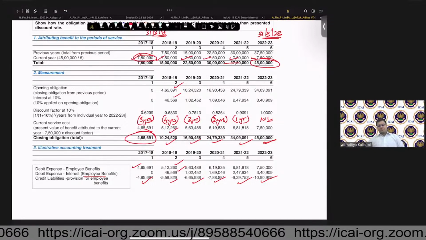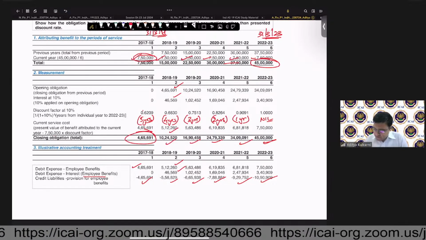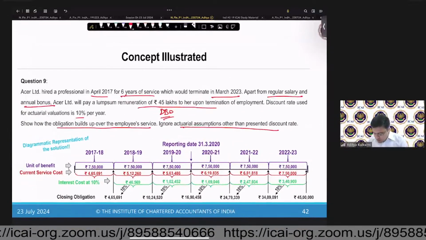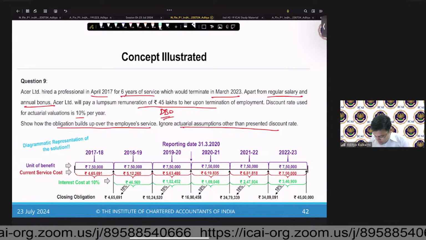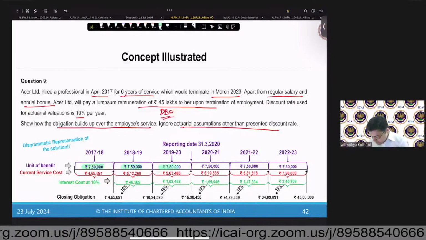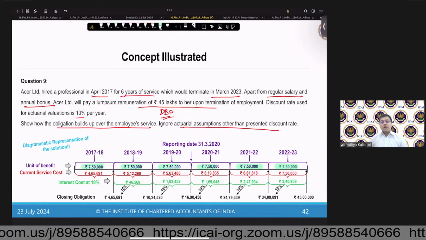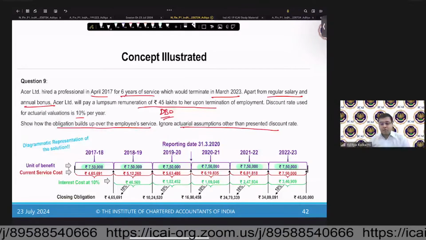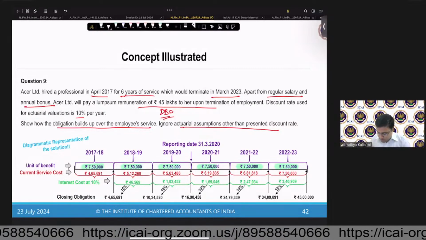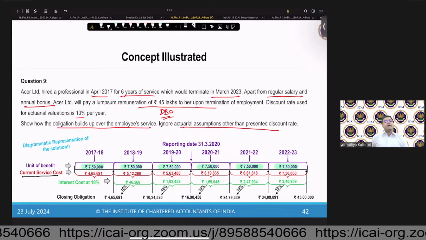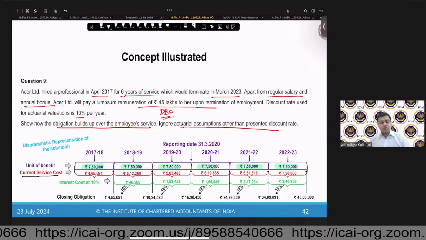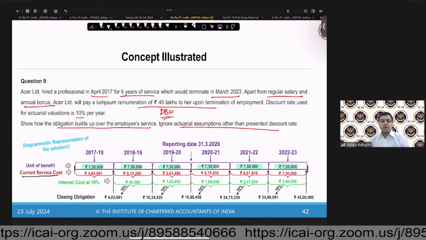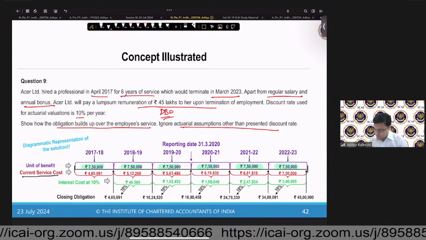No doubts? Accounting, did you understand? So now let us look at this solution. Yes. So this is your unit of benefit. 7 lakh 50. 1 unit. That unit, when I discount it, it becomes what is known as my current service cost.